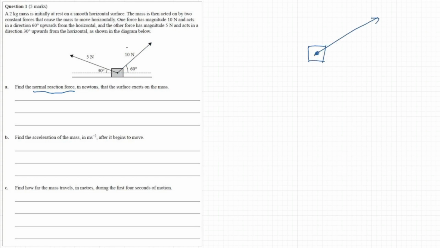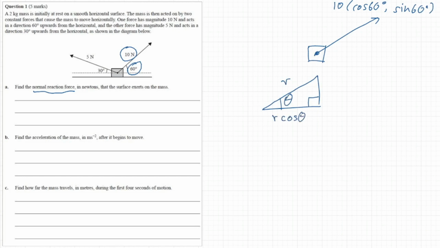This 10 newtons force is going to become 10 cos 60 degrees, 10 sine 60 degrees. That's just coming from here. If you're a bit unsure about where that comes from, it's this. If we have a right angled triangle and the hypotenuse is r and this inscribed angle in here is theta, the adjacent length is always going to be r cos theta and the opposite length is always going to be r sine theta. So if you've never seen that before, it's good to memorize this triangle. Super helpful in regards to all things vectors.